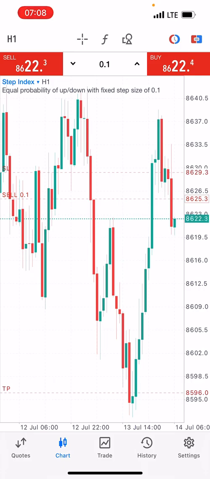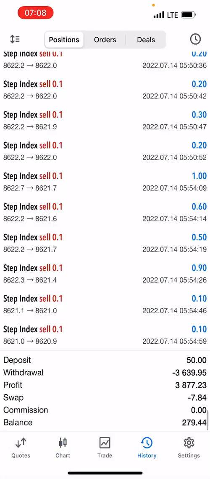So today I'm going to be sharing with you how I turned a $50 account to $3,800. As you can see, this is a deposit of $50 and you can see profit of $3,877 and a withdrawal of $3,639. I'm going to walk you through how I do this, how I trade.